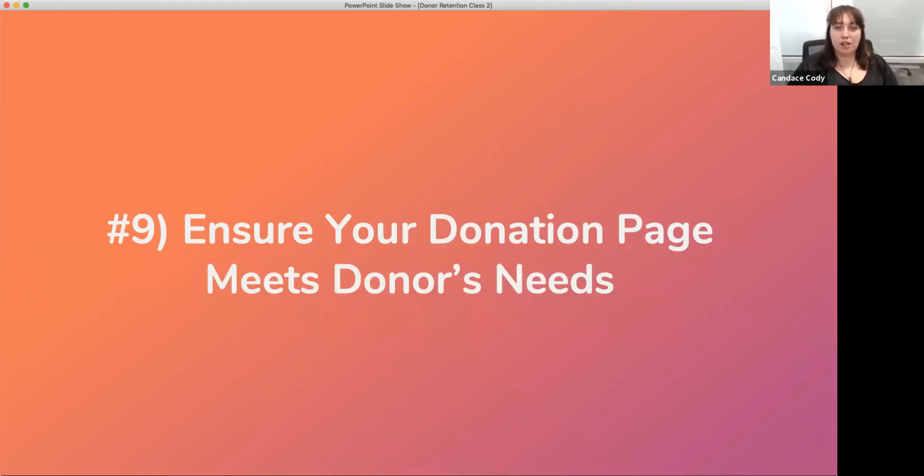Number 9 is a pretty easy win for donor retention. It's just ensuring that your donation page meets your donors' needs. This has been a little different in years past, where it used to be good enough to just have a donation page on your website. But now it's 2020, things have evolved, and donors have needs and expectations of what it's like to give to your organization. And if they're not met, they're less likely to be retained.